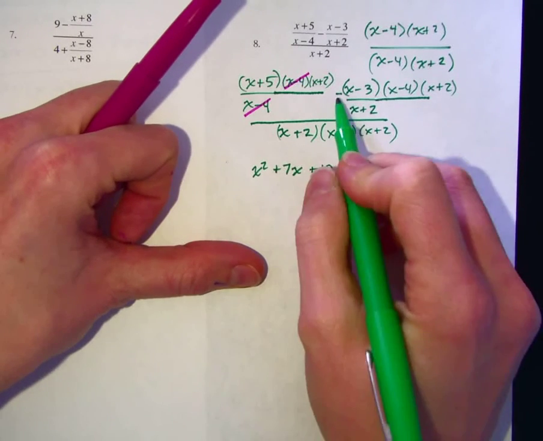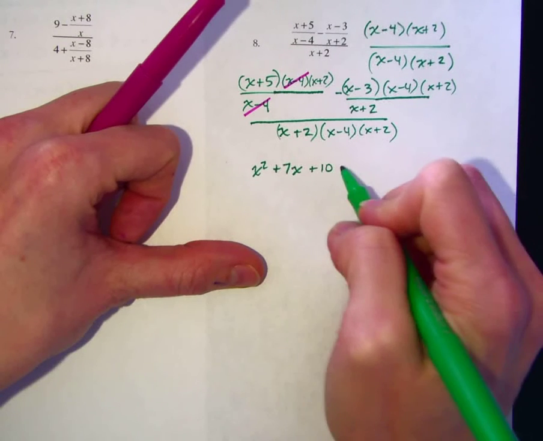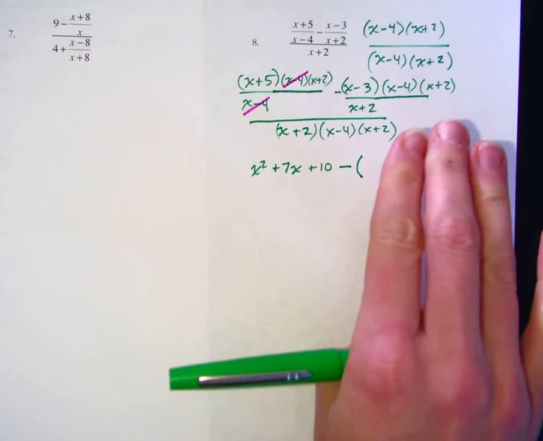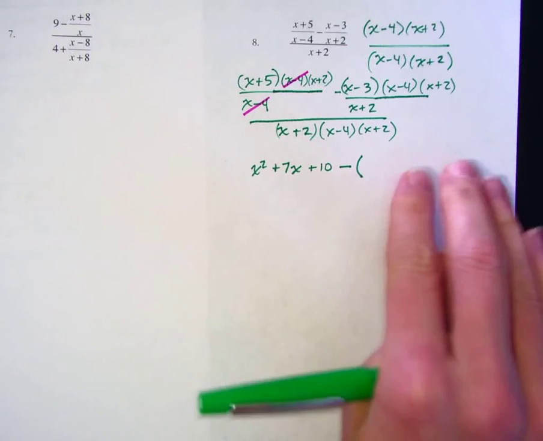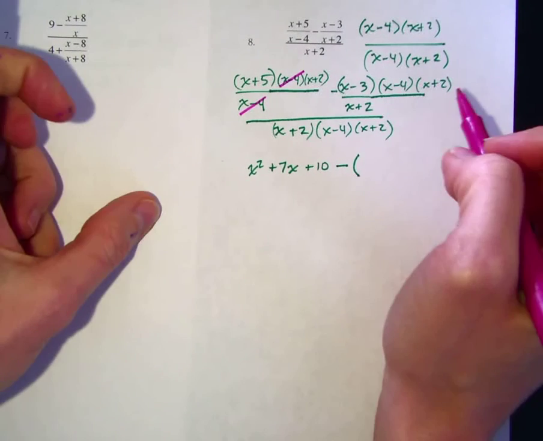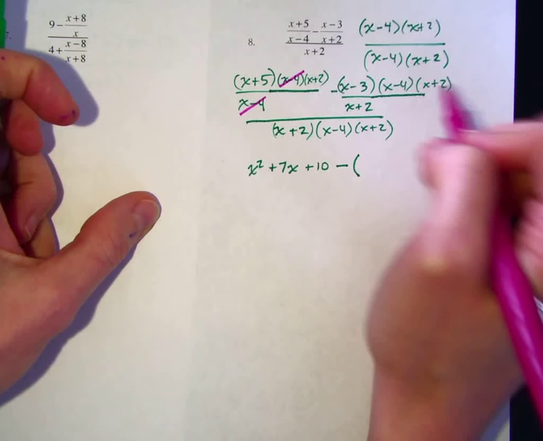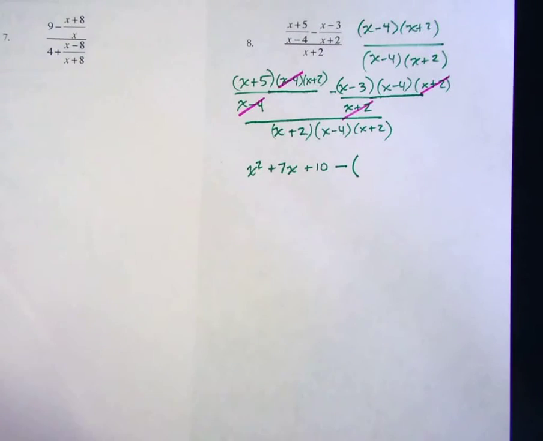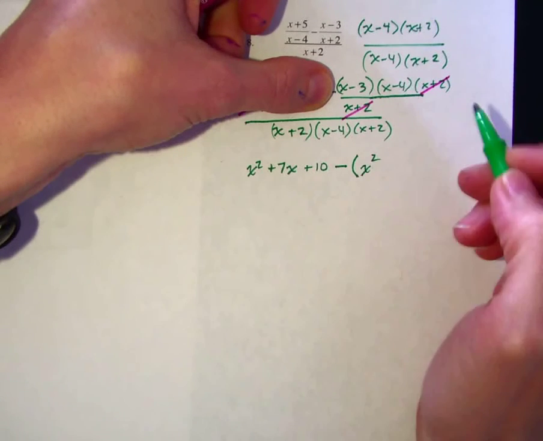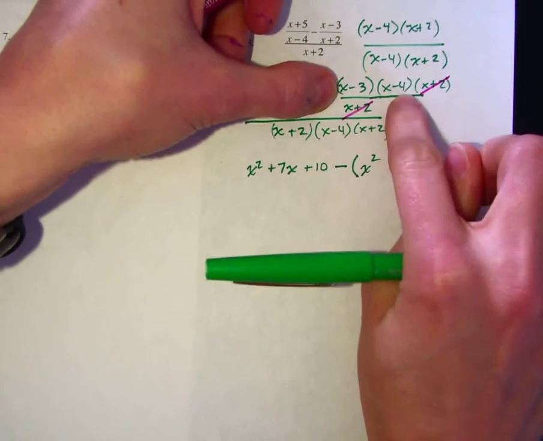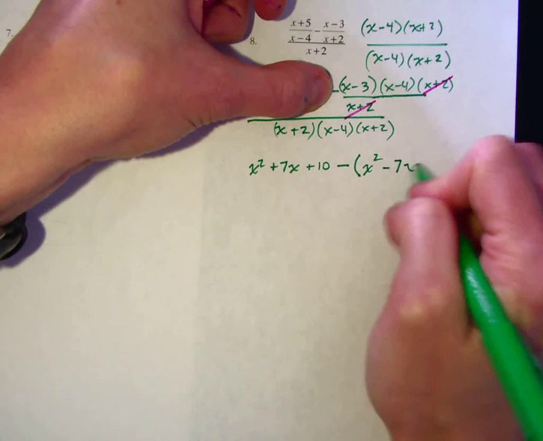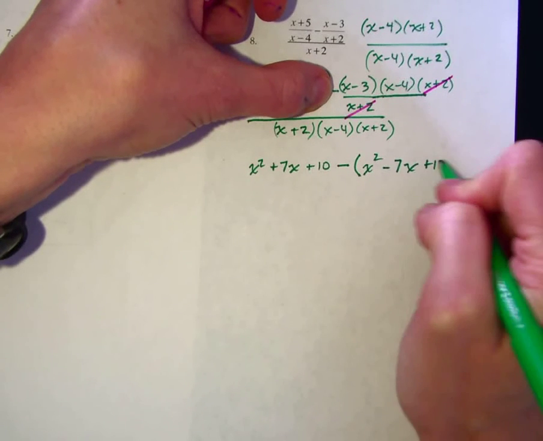Now we're subtracting here, so I'm going to put a minus, but I'm going to put a parentheses because when all said and done, we're going to have to distribute this amongst multiple terms. So I'm going to set it up that way. What's going to cancel out? The x plus 2 is good. All right, so we're left with x squared minus 7x and then plus 12.